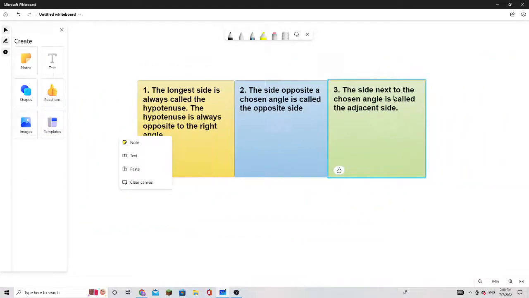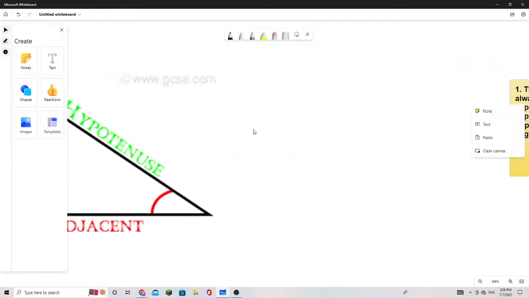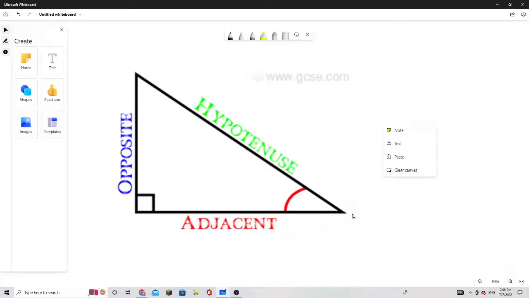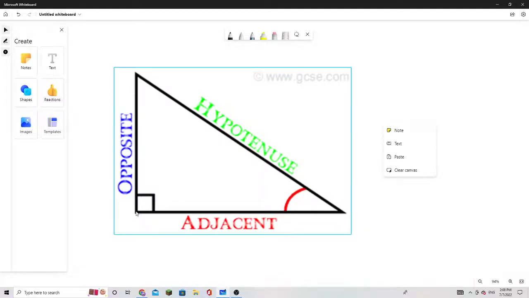And number 3, the side next to the chosen angle is called the adjacent side. So, the hypotenuse can't also be the adjacent. So that means this is the adjacent side.